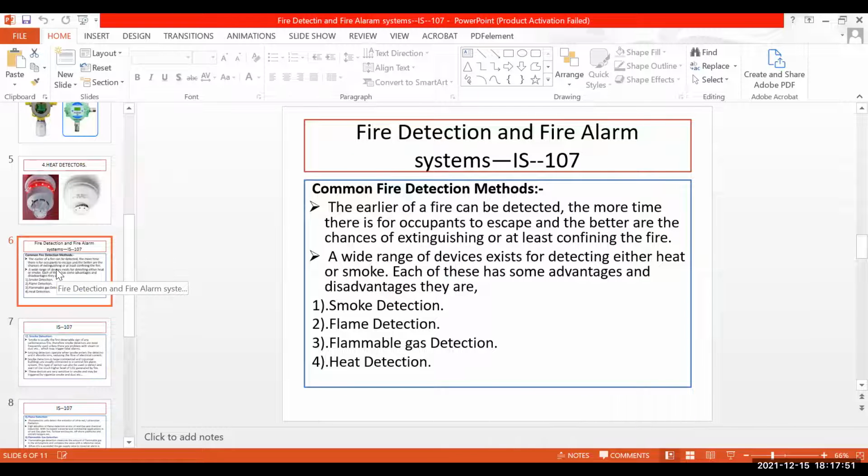Now the common fire detection methods. You can see fire can be detected just to escape from the fire, and if possible, to put off the fire by using extinguishing methods like fire extinguishers, fire hose reels or a fire blanket. By using these, we have to put off the fire if it's within our limit.